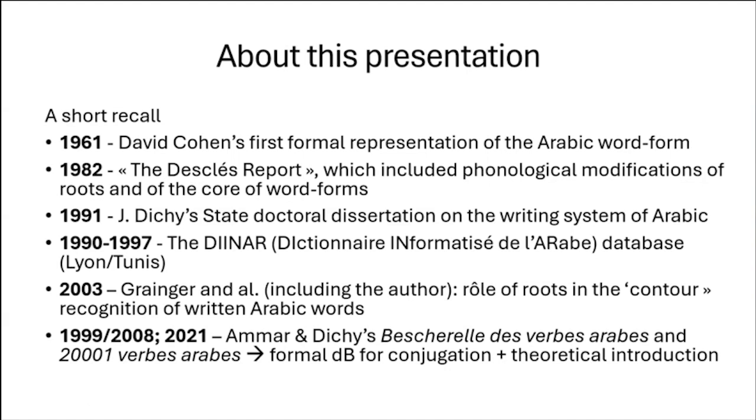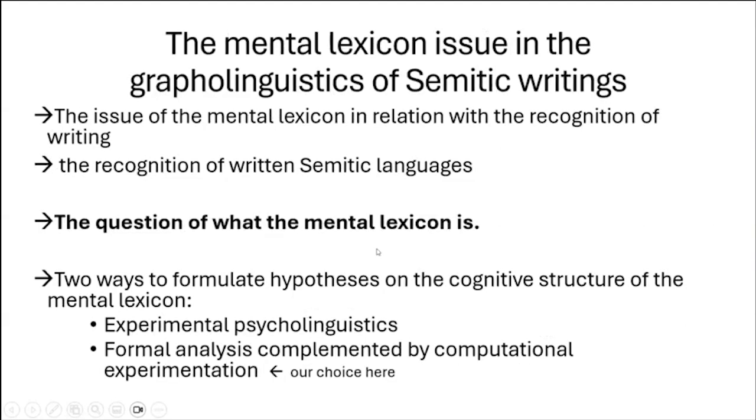verbs, that is, we will see the information associated to verbs for conjugation, and including a work with Professor Jonathan Granger and myself and other people on the role of roots in the contour recognition of written Arabic words. So the issue is that of the mental lexicon needed for reading Semitic writings, where we know that short vowels are not written, to make things short.